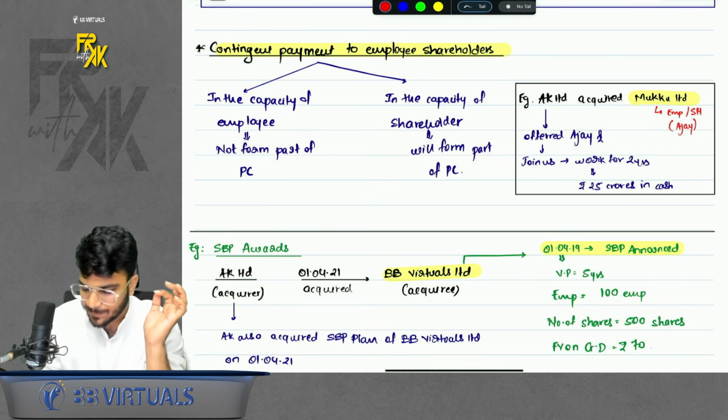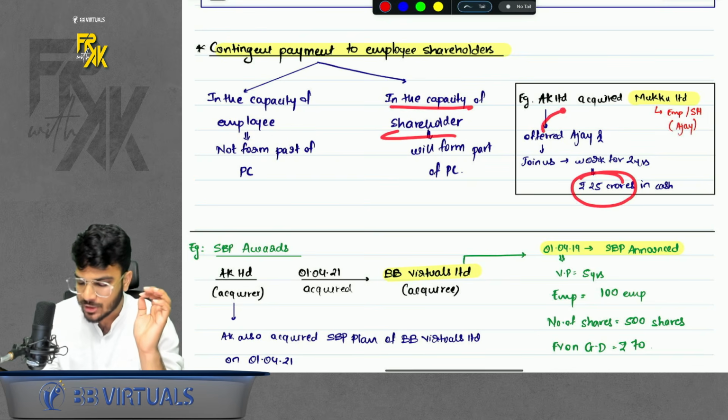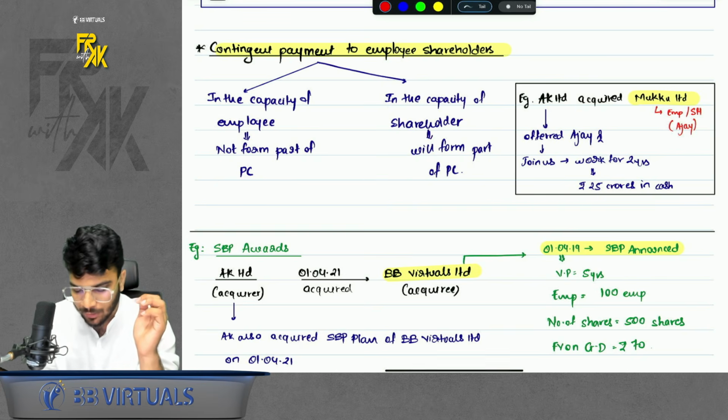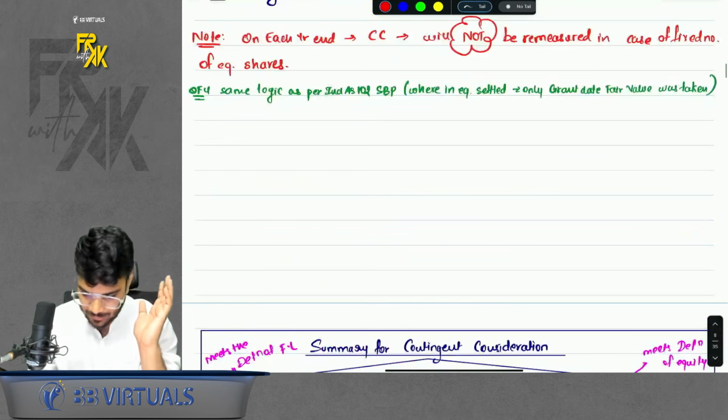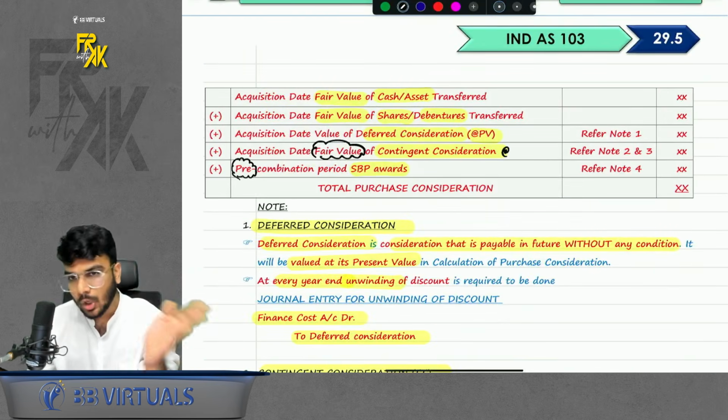But if this was paid in the capacity of shareholder, if I paid this to Ajay because he was a shareholder, then it would have formed part of PC. Is this clear to everyone? Yes sir, absolutely clear. So this will come in your PC as well.